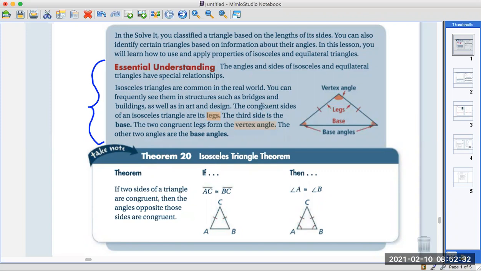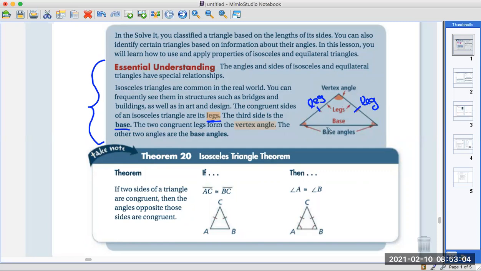The congruent or equal measure sides of an isosceles triangle are called its legs. So that's a word we need to know, legs. So this is a leg right here, and this is a leg. So the congruent sides are called legs. The third side is called the base. So the base is the part that has those two equal angles, and it's the third side.